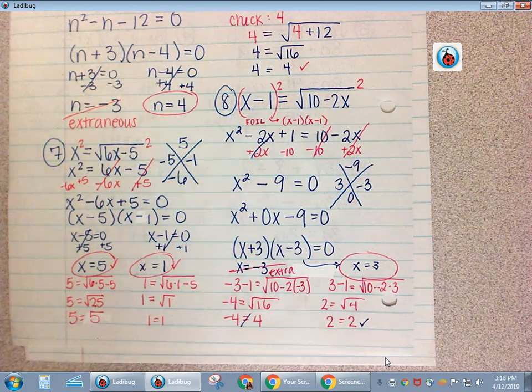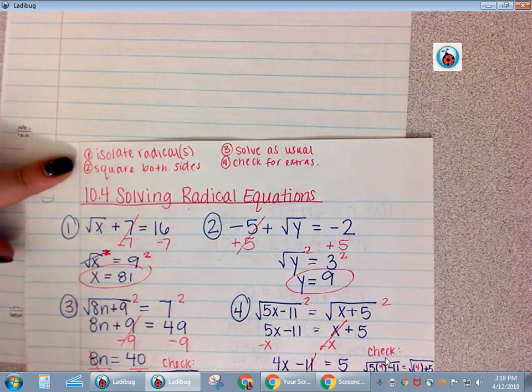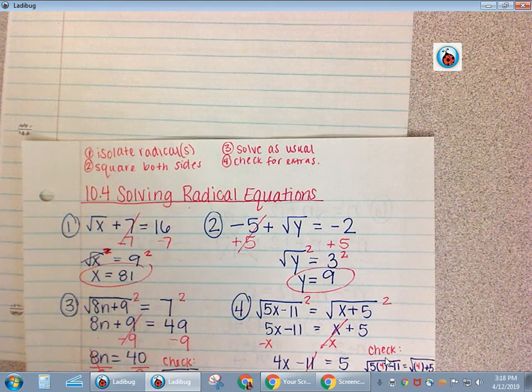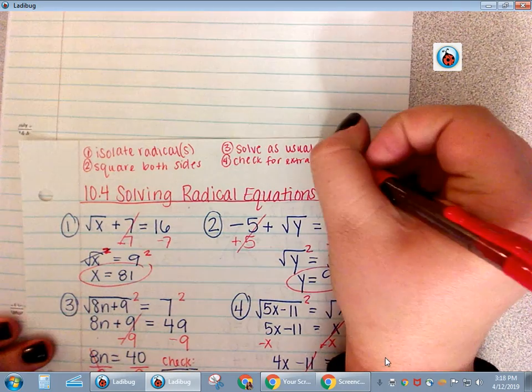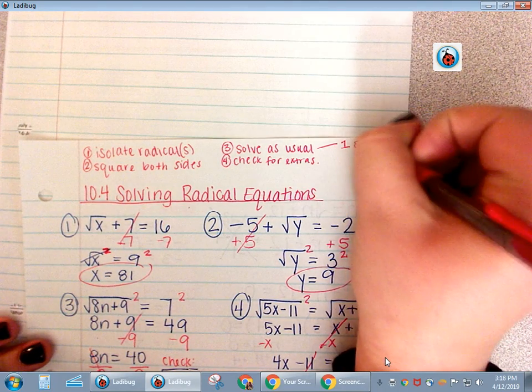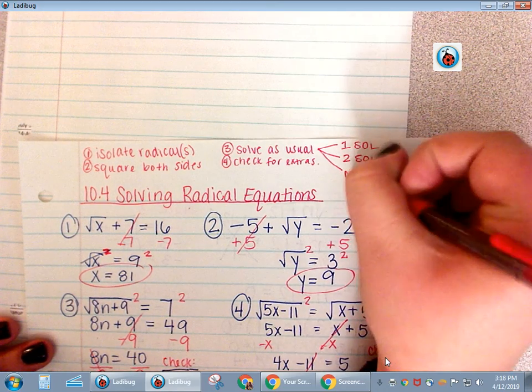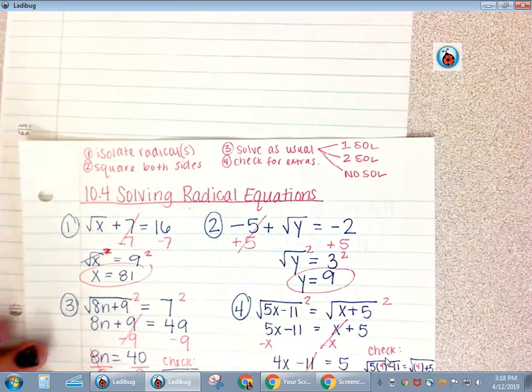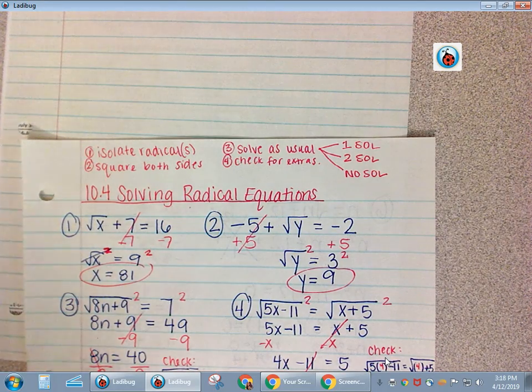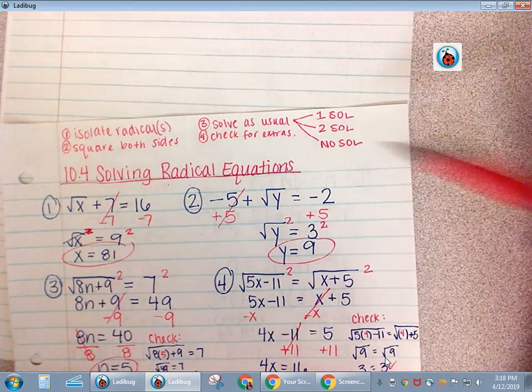Let's call it a day on these notes. In general, our game plan is to isolate the radical, square both sides, so your radical will go away. Solve as usual. So either you will get one solution, two solutions, or no solutions. And then check for those extras. So that's the case here where you kind of cancel some out.